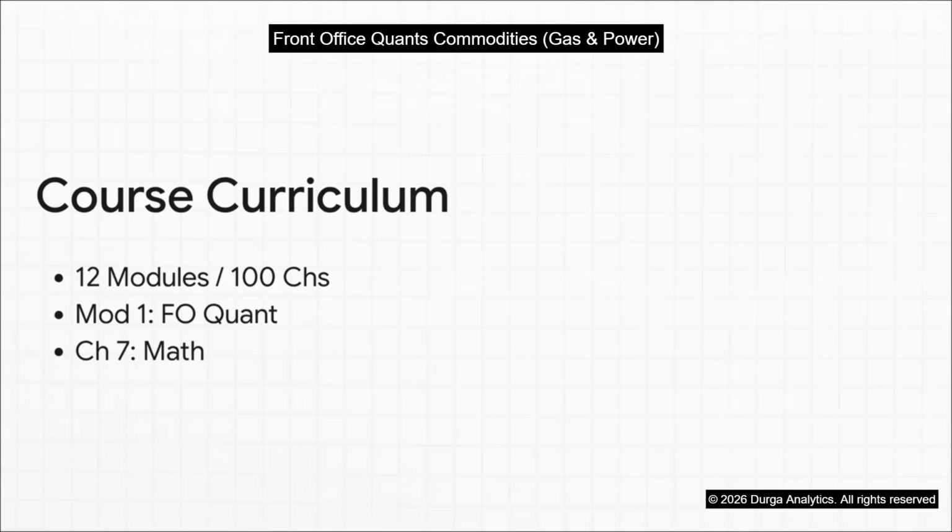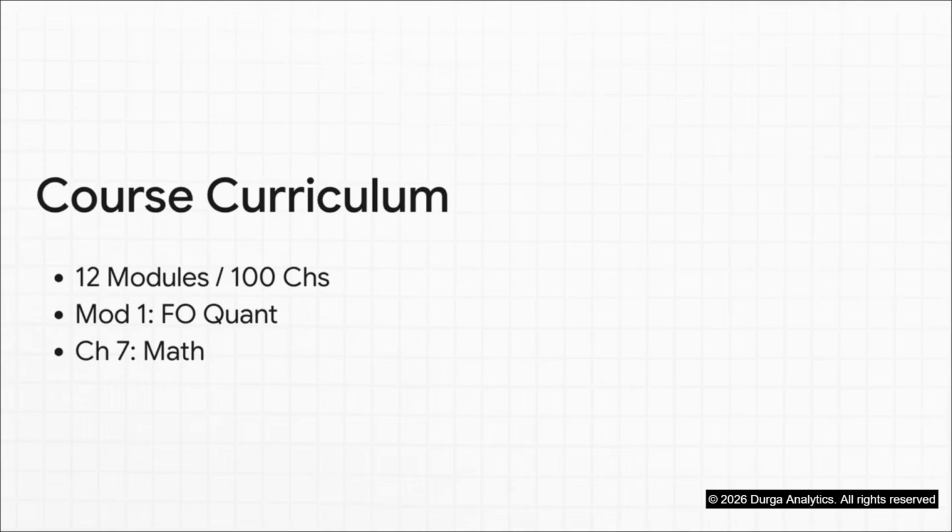Let's dive in. Just to quickly ground us in the big picture here, our whole curriculum spans 100 cumulative chapters across 12 modules. It's designed to take you from the absolute basics straight through to advanced commodity derivatives pricing and system architecture. Right now, we're closing out Module 1, which covers Front Office Quant Foundations. And before we can tackle the really heavy stuff later on, like forward curve construction or complex gas structures, we absolutely have to solidify our core mathematical and engineering foundations today.